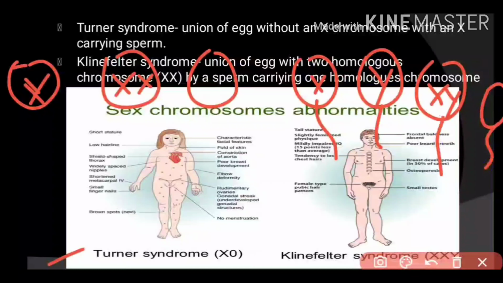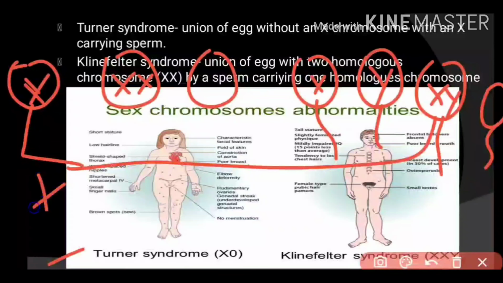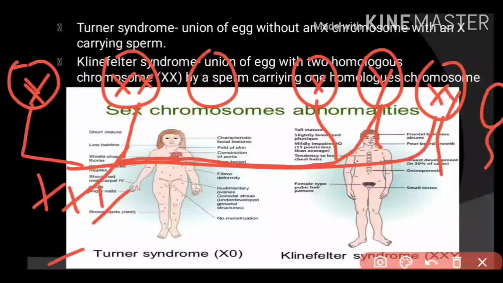Now if this normal egg fertilizes with this sperm, then it leads to a situation called Klinefelter syndrome, XXY. Same in this case also. This egg, that is the abnormal egg, if it fertilizes with a normal Y sperm, then it also leads to XXY, that is Klinefelter syndrome.